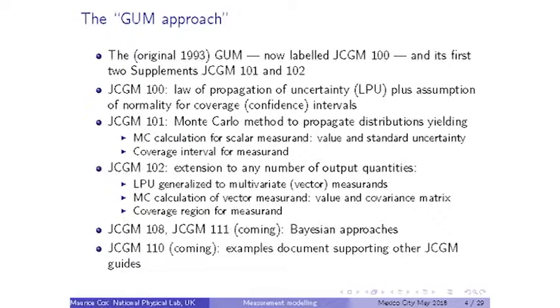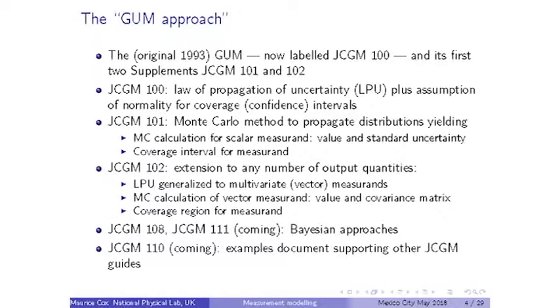JCGM 102 extends those principles to any number of output quantities. The LPU is generalized, as I say, to the multivariate case. A Monte Carlo calculation of the vector measurand and the covariance matrix is produced. And importantly, we don't have a coverage interval for the measurand anymore. Because the measurand is multivariate, we have a coverage region. We indicate in 102 how that coverage region can be produced. Indeed, the coverage region of smallest volume is produced in 102.